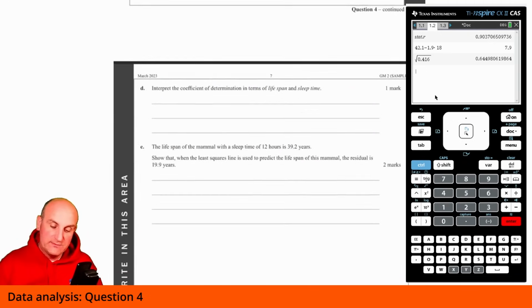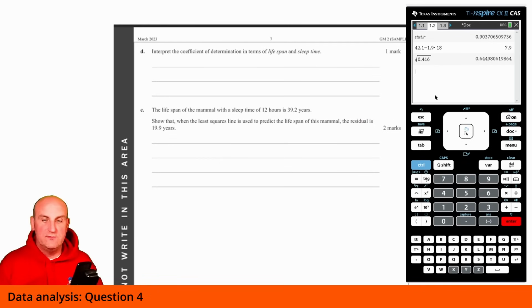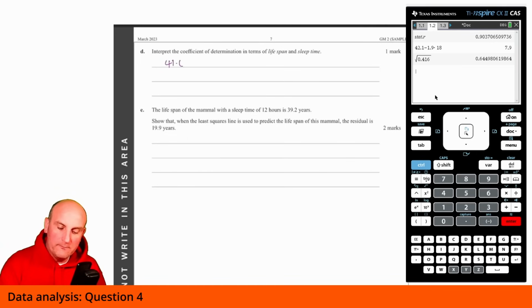Now, interestingly, the next part of the question continues. Interpret the coefficient of determination in terms of lifespan and sleep time. These should be in your summary books as scaffolded sentences that you can effectively just change the numbers in. So we would know that 41.6%, you're going to go, whoa, where did that come from?